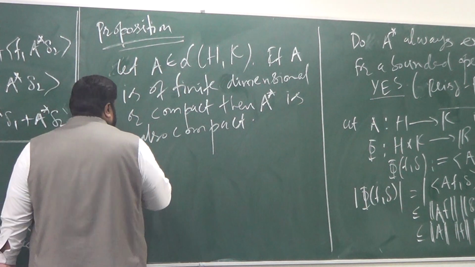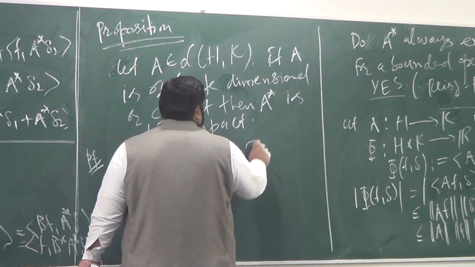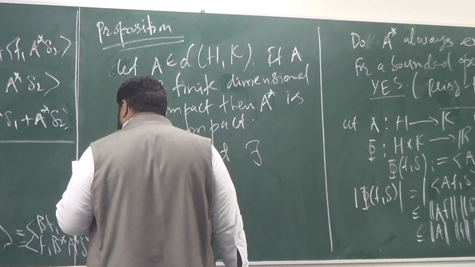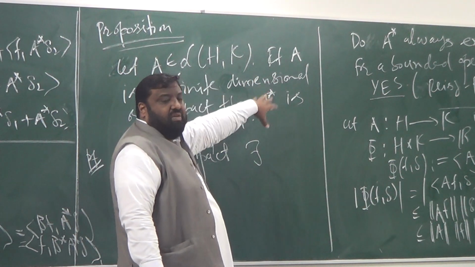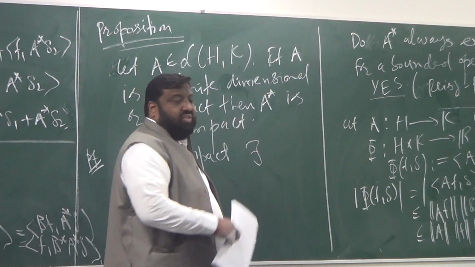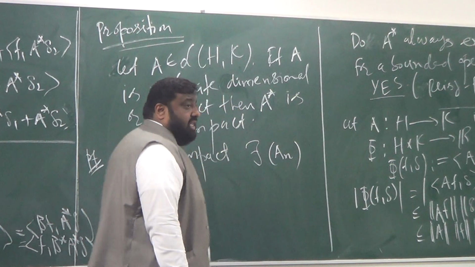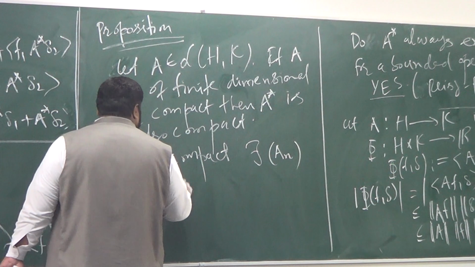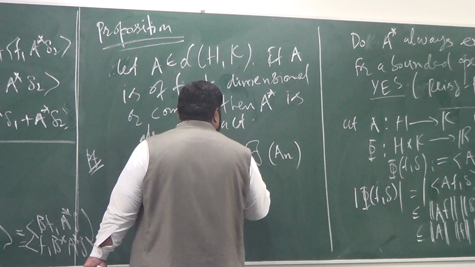So what if A is compact? Since A is compact, there is a bounded operator. Because these both are Hilbert spaces, we know that compactness is the same as finite approximability. So there exists a sequence of finite dimensional operators A_n such that the norm of A_n minus A goes to 0 as n goes to infinity.